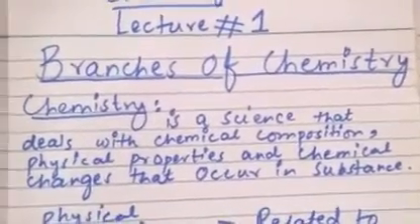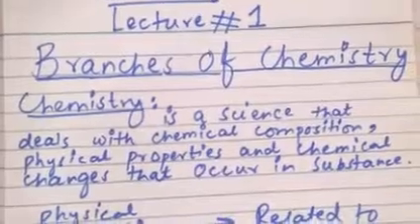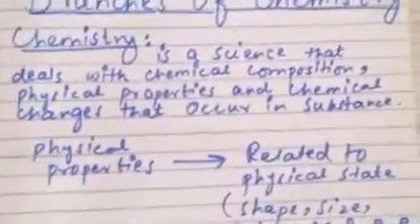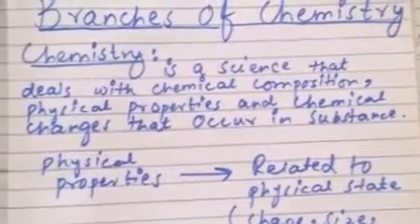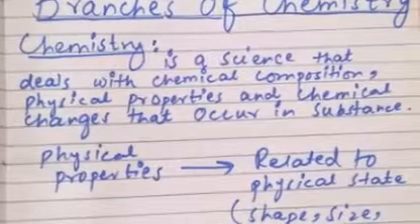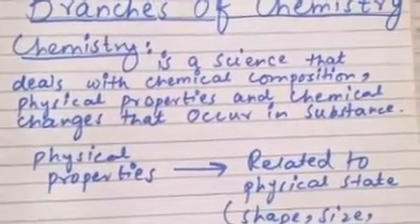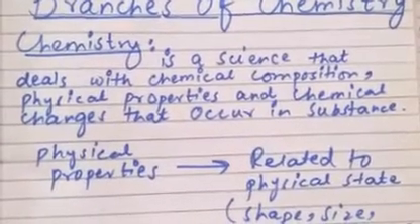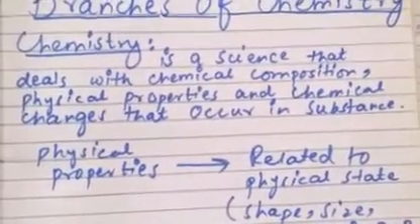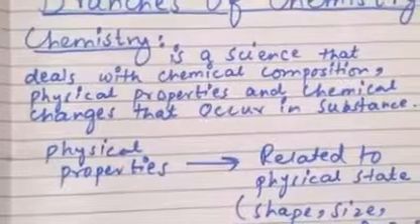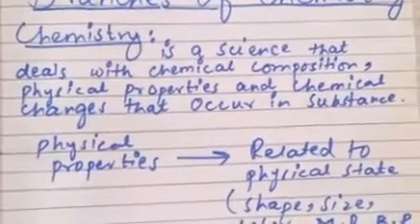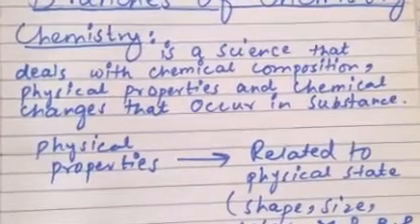Before going to discuss the branches of chemistry, we should know about chemistry. The basic definition of chemistry is that chemistry is a science that deals with chemical composition, physical properties and chemical changes that occur in a substance. So what is the chemical composition? Chemical composition is basically the composition of any substance. It's how different compounds are formed by different elements. So this is the chemical composition.